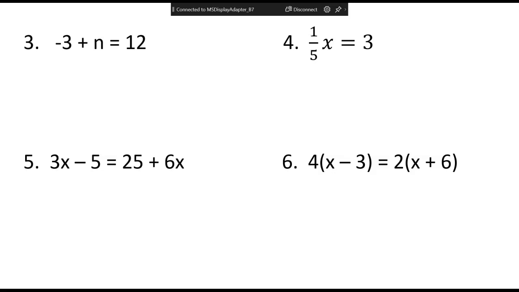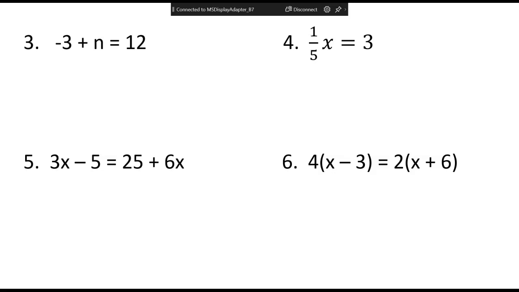All right, number 3 is negative 3 plus n equals 12. This one is not hard. However, there is a mistake that is made on this one a lot. What kind of 3 is that in the front? It's a negative. And I need to get it away from that n. It is being added to the n, but it is a negative 3, which means how are we going to move that to the other side?